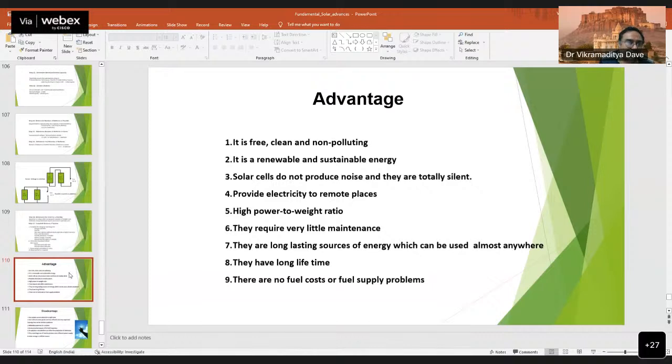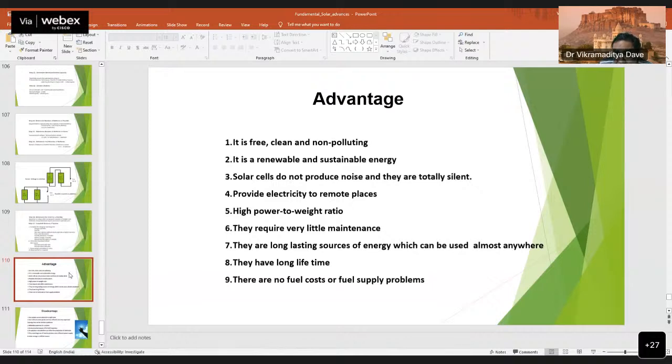which can be operated either in standalone form, or in grid connected form, or in a hybrid form. And why we are using it, because it is free, clean and non-polluting. It is renewable. Whatever you are getting today at 10 a.m., tomorrow you will get the same amount if the weather condition remains the same. It is a sustainable energy; it never gets lost. Okay. Then they do not produce any type of noise. Okay. And they are completely silent, in fact.